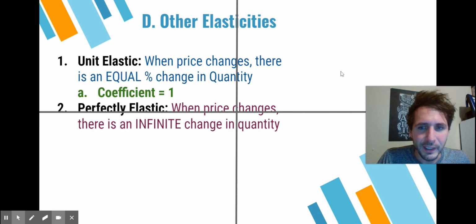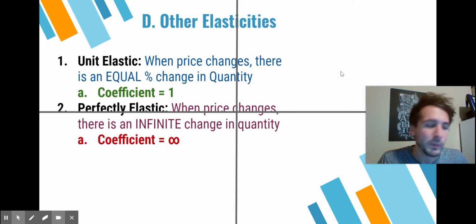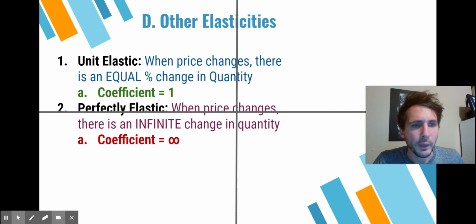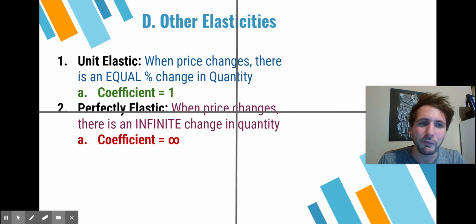Perfectly elastic is when the price change results in an infinite change in quantity. Your coefficient is infinity because your change in quantity is infinite. Your change in price is specific, right? So if you divide infinity by anything, it's still infinity. That's the idea there. Okay, and perfectly elastic is just when we have a fixed price, right? That price is set, price ceiling or price floor. You cannot sell at any other price. So as a result, it's perfectly elastic.